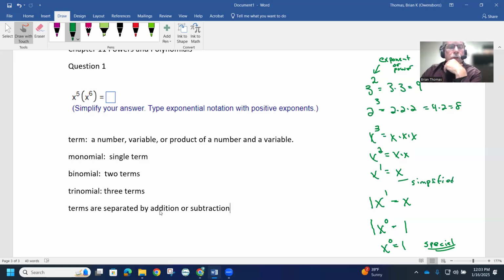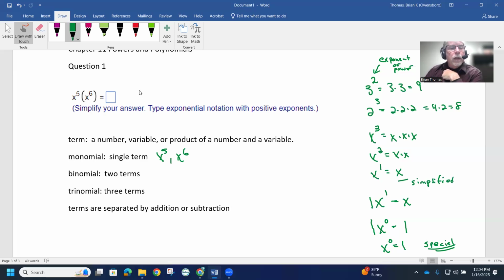Now, some other things we need to pick up on is the word term. A term is going to be a number, variable, or product of a number and a variable. So a single term is called a monomial. For instance, x to the fifth would be a monomial. So would x to the sixth be a monomial. Notice how here, since they're connected by multiplication, we want to multiply this monomial times this monomial.